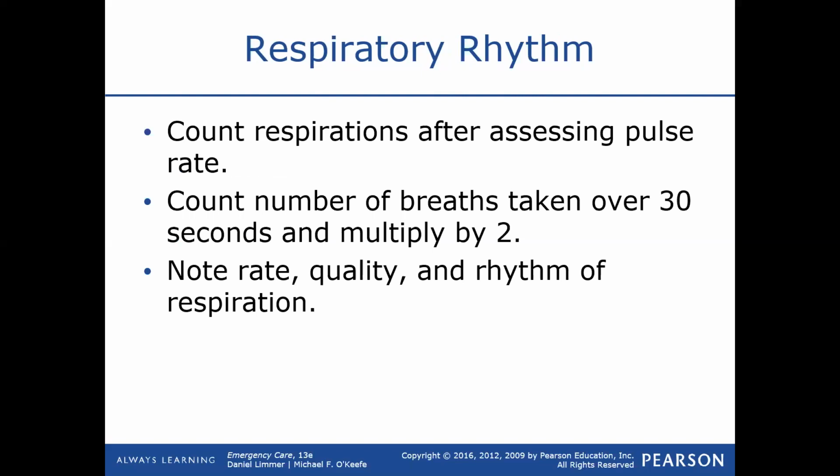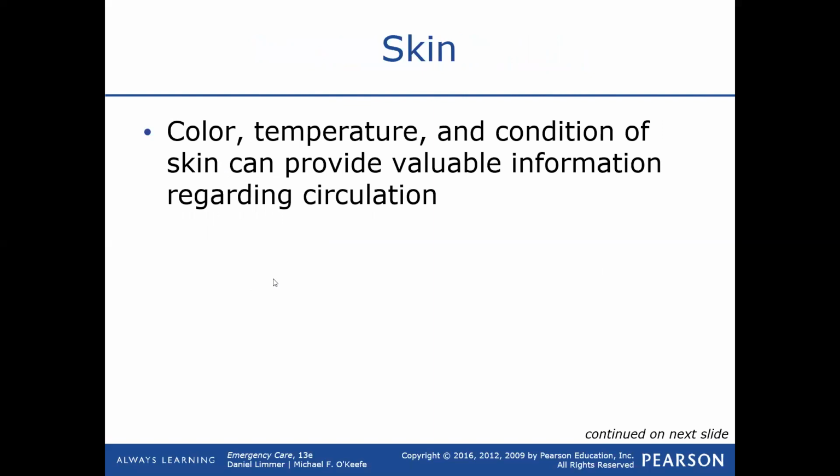Respiratory rhythm. Count the respirations after assessing the pulse rate. Okay, generally speaking, count the number of breaths taken over 30 seconds and multiply by 2. It's the easiest way to do it. Again, you don't have to. You can do 20 seconds and multiply by 3, but it gets a little complicated that way. I highly recommend just doing 30 times 2.